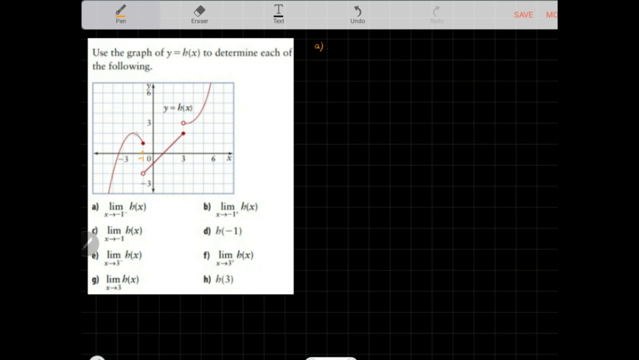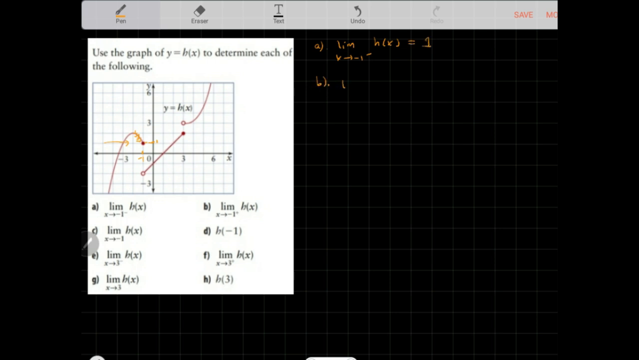If you're approaching from the left side, we're approaching -1 from the left, so it could be like -1.0001, right? You can notice that if you follow the trace here, y is going to approach +1, right? So the limit as x approaches -1 from the left side of h of x will approach +1.